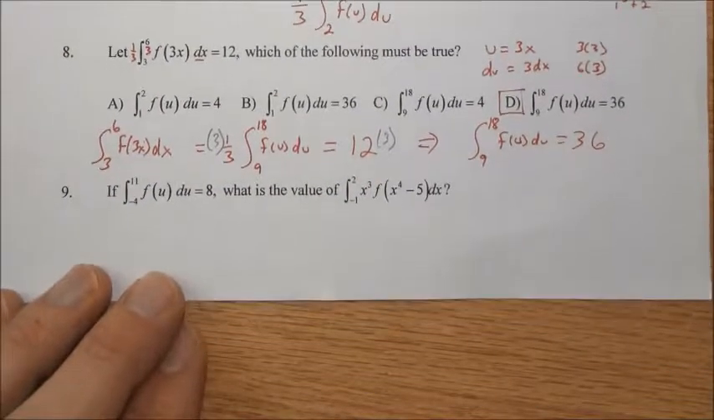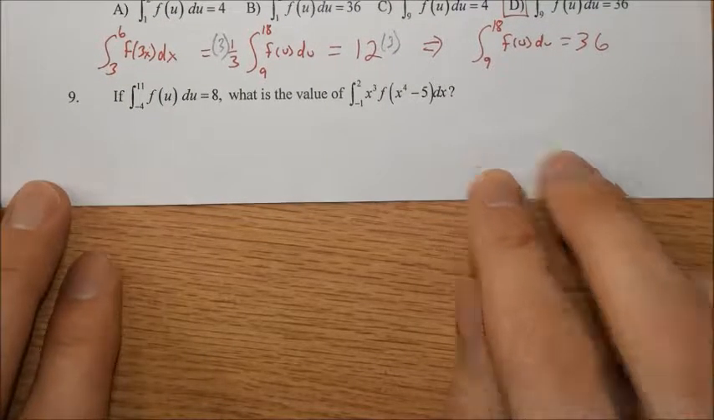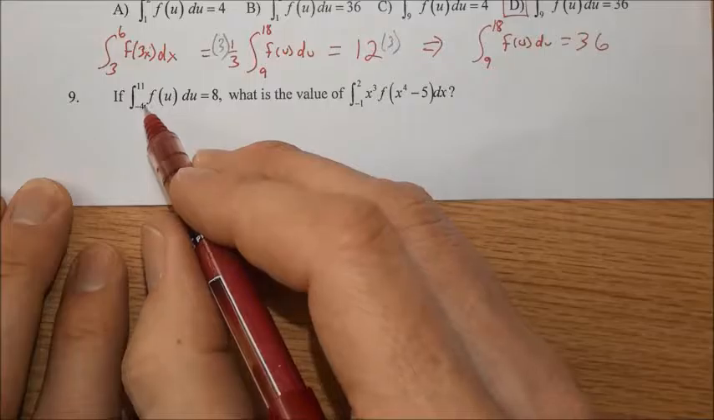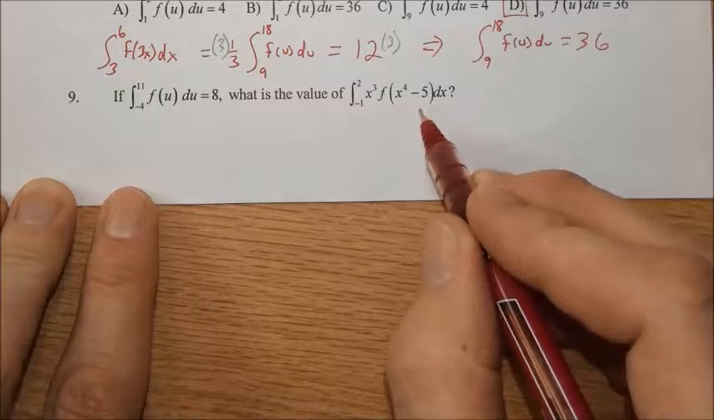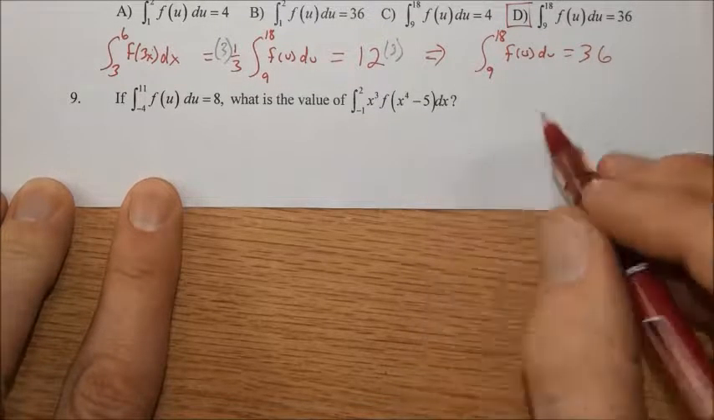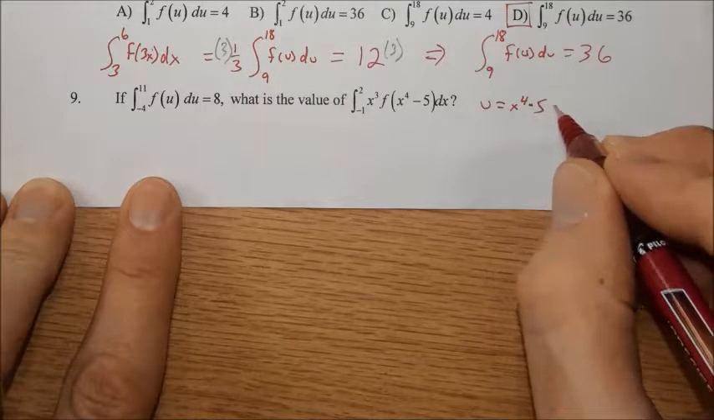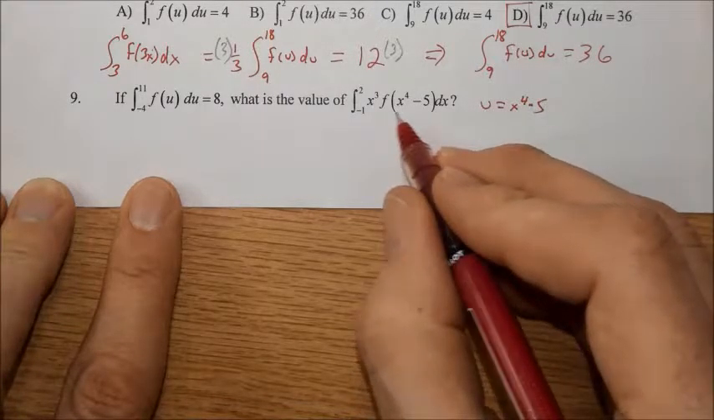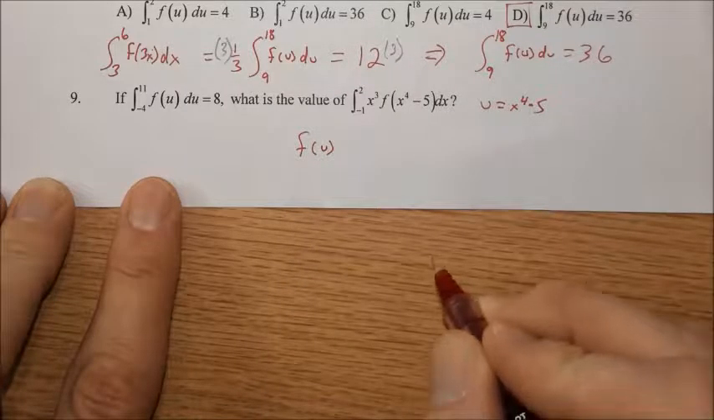Alright, final question for this assignment. A little bit more. Alright, if the integral from -4 to 11 of f of u du is equal to 8, what's the value of this right here? So we're thinking this is kind of crazy, but again, following the theme of this homework, we're going to make u equal to x to the 4th minus 5. Okay? Why? Well, because if we do this substitution, that sets up an f of u situation.